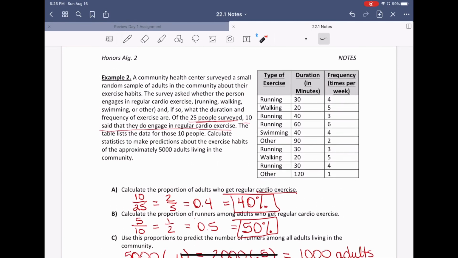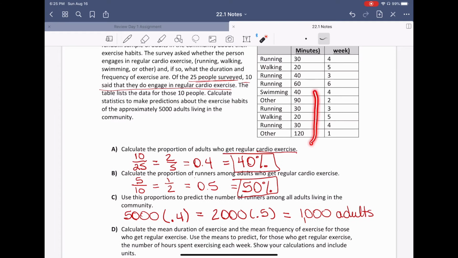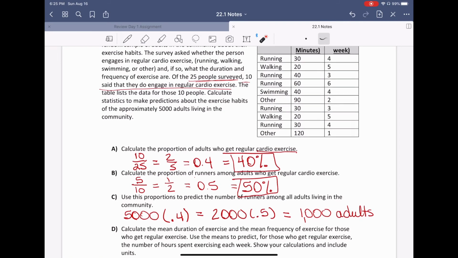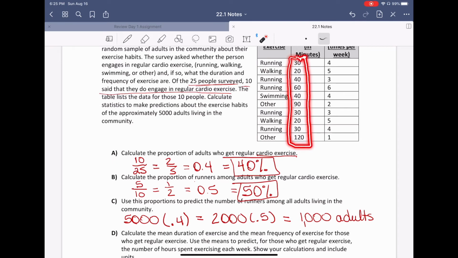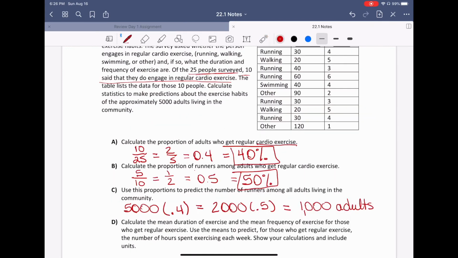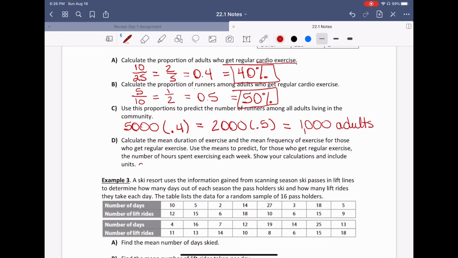It means we're going to take up the durations here and we are going to find the mean. So go ahead and add up. And you should have 480. And because we surveyed 10 people, that means that the average is 48 minutes. Okay, that's the first part.